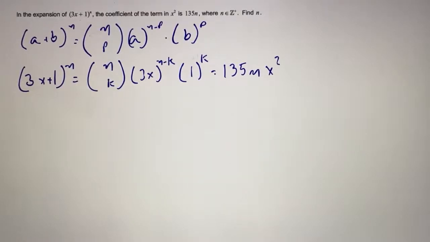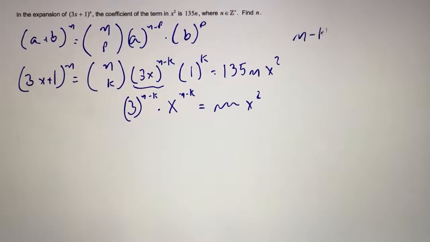And the only thing that gives me x from these three terms is this one. So I'm going to rewrite this as 3 raised to n minus k times x that is also raised to n minus k. And he's saying that this is going to be something times x squared. So I can see that n minus k would have to be 2. So I can say that this is 2, and so is this, because that's the same exponent, right?